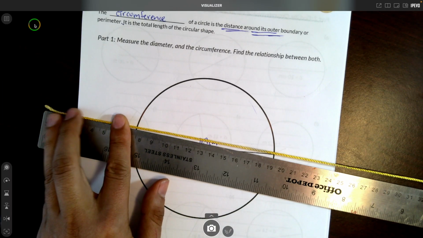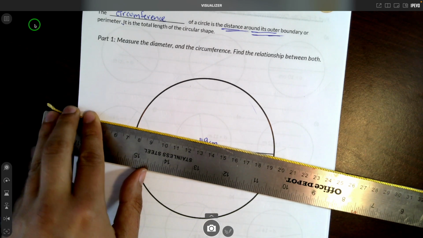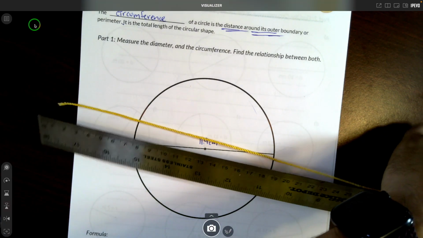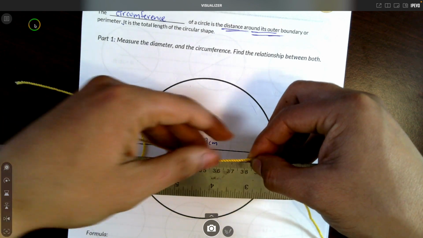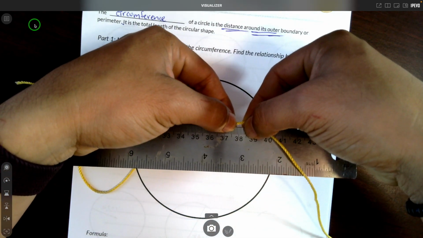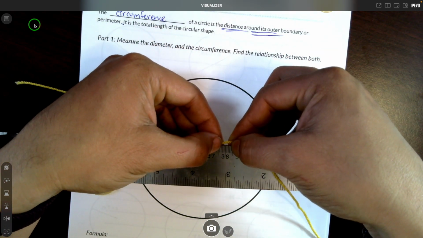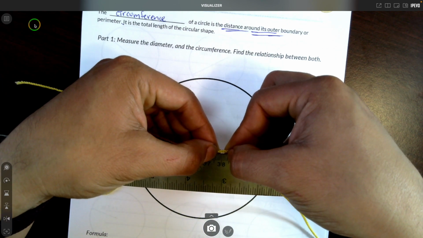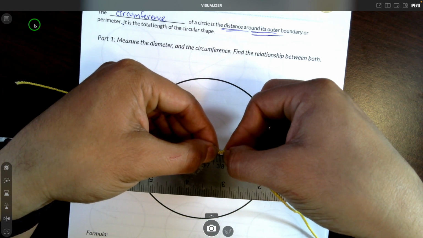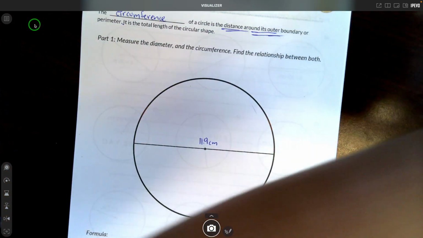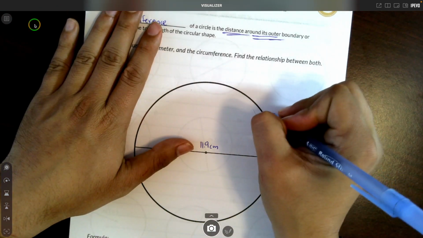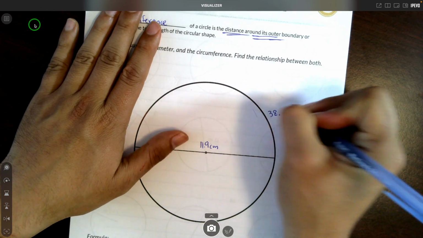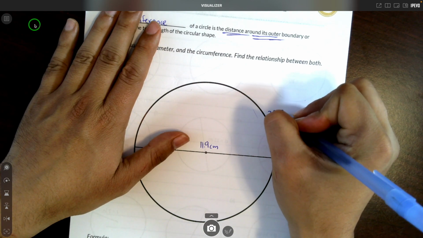Okay, so let's see. Line it up. I'm going to put it over here so you can see where I'm at. And it looks like it's a little bit more than 38. 1, 2, 3. So I'm going to say it's 38.3 centimeters.